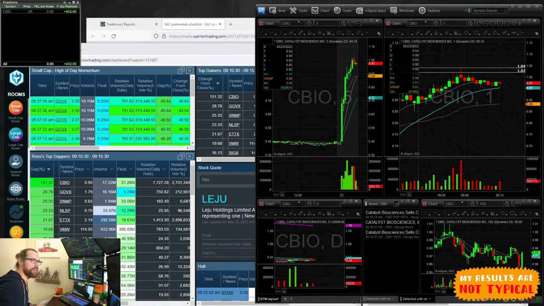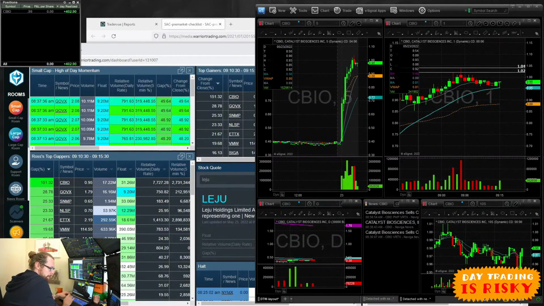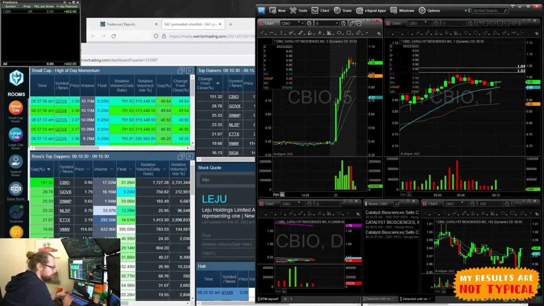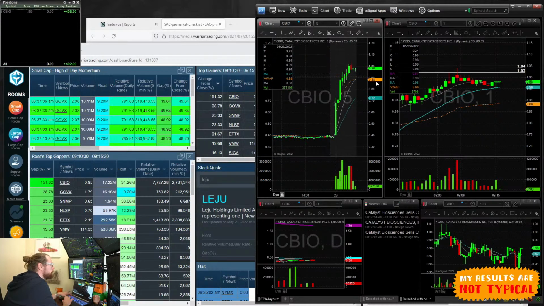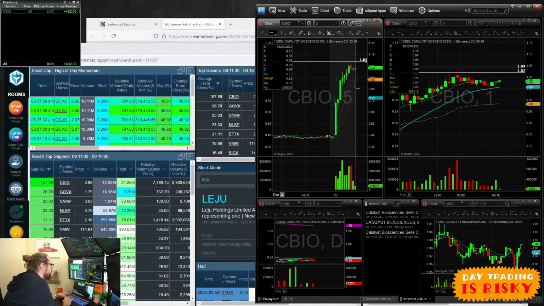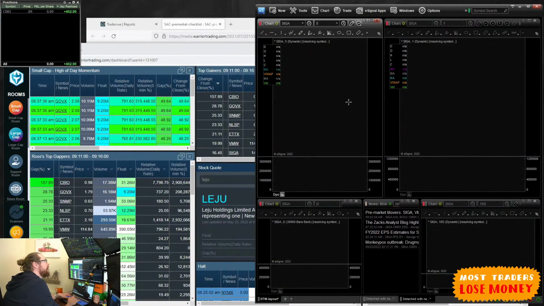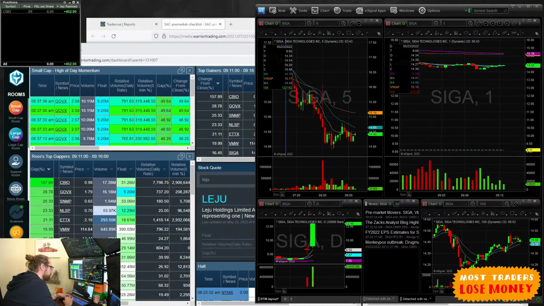So does anyone see anything that I am perhaps missing? I think I'm looking at what are probably the most obvious stocks this morning, but I just want to make sure. We'll mark the high on CBIO at 1.04. SIGA, I just think it's on the backside of the move.